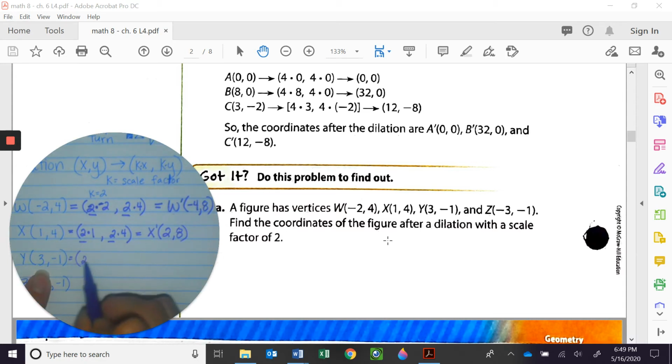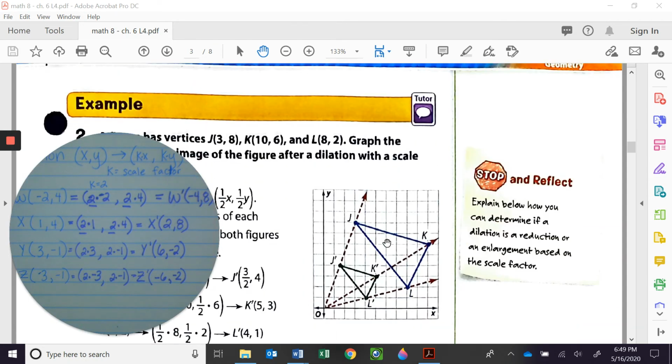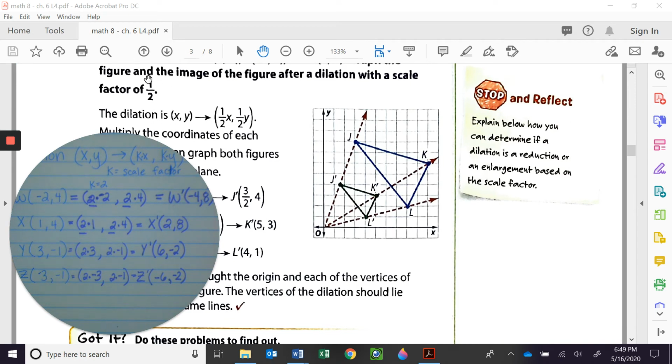Okay, 2 times 3 and 2 times -1. So our new Y prime is 6, -2. Okay, 2 times -3 and 2 times -1. So our Z prime is -6, -2. Okay. Okay, here the scale factor was half. So they cut each point in half, and so that's why it went from big to small. So anytime we have a fraction or a decimal, our image is going to get smaller. It's going to be a reduction.